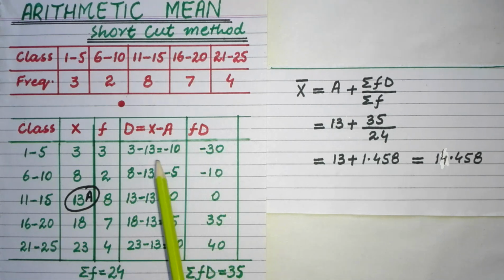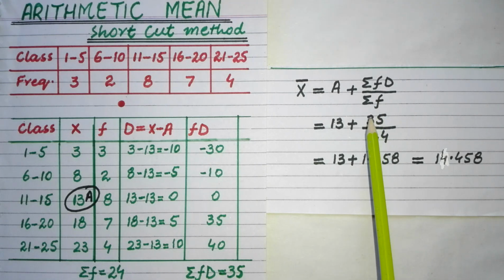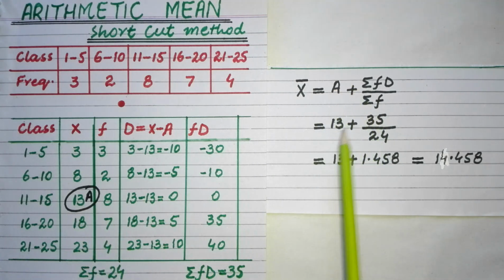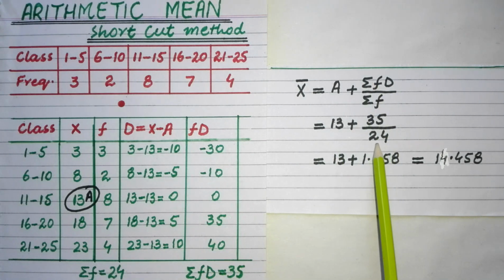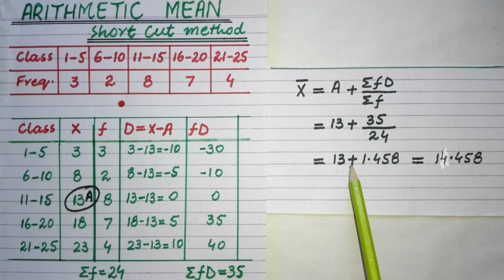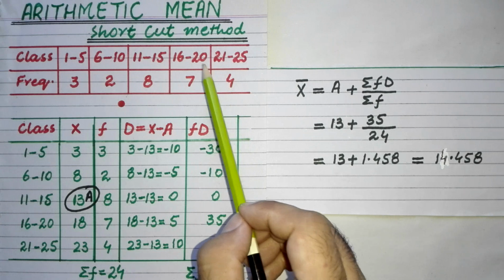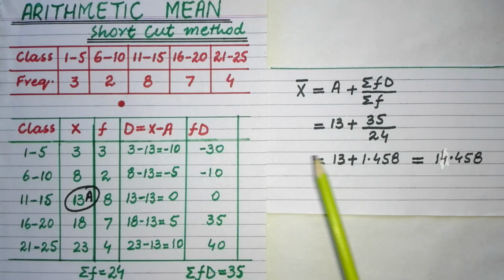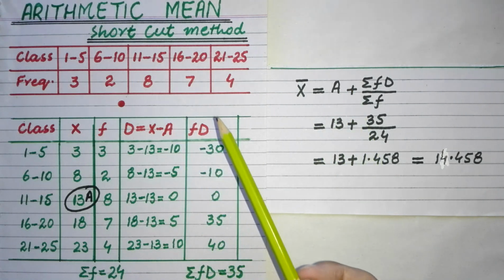And after completing this table, dear students, we apply the formula which is x bar is equal to a plus sigma fd over sigma f. Now dear students, in this formula we put the values of a, sigma fd and sigma f. Now we do the simplification process and at the end we find the arithmetic mean of the given group data by the shortcut method. So dear students, that's how we can find the arithmetic mean of a group data by the shortcut method.